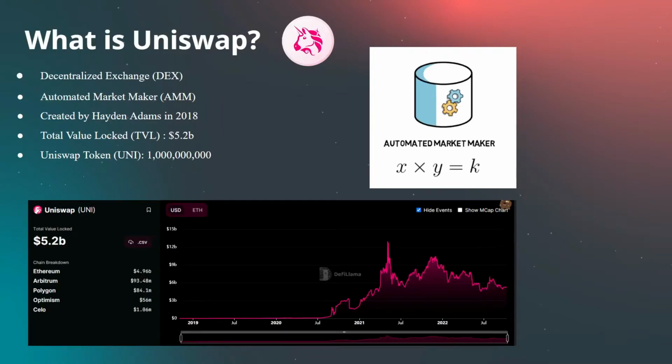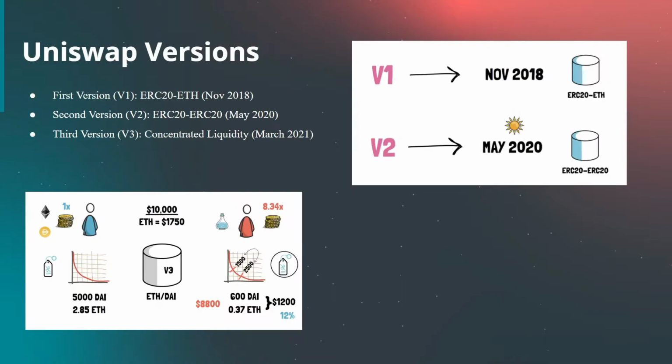So let's start with Uniswap. Uniswap is a decentralized exchange. It first started in the Ethereum ecosystem. It's an automated market maker in which users provide liquidity and other users, swappers, can swap assets between those liquidity pools. It was created by Hayden Adams in 2018, and now it is worth more than $5.2 billion of total value locked. There is a total supply of 1 billion Uni tokens.